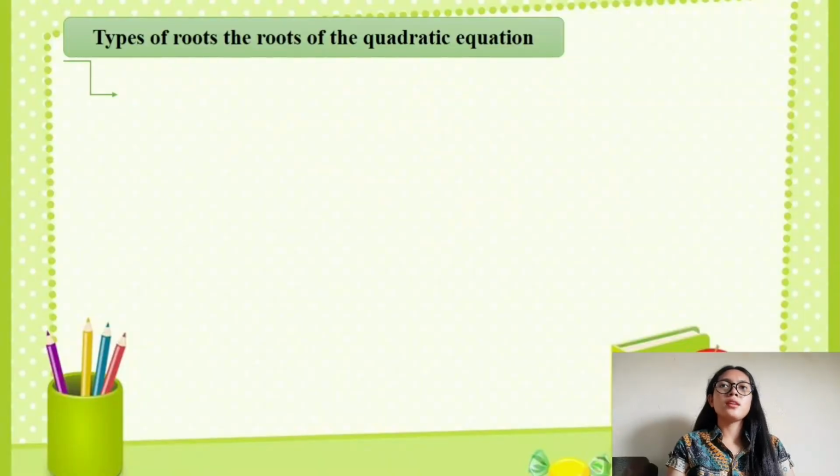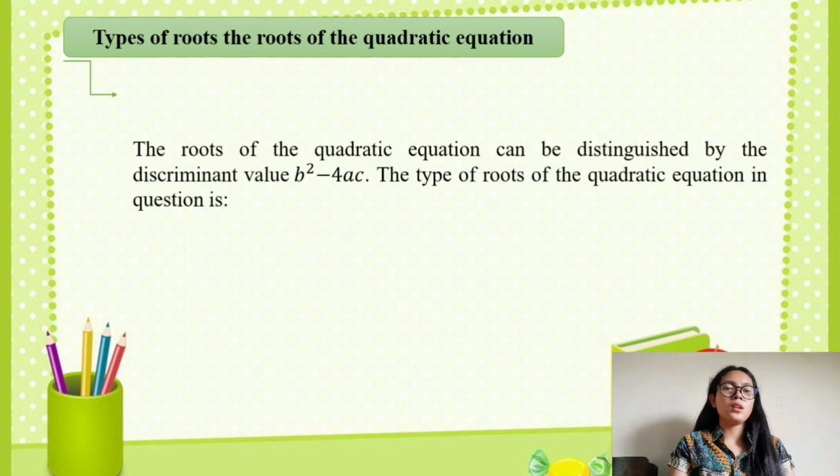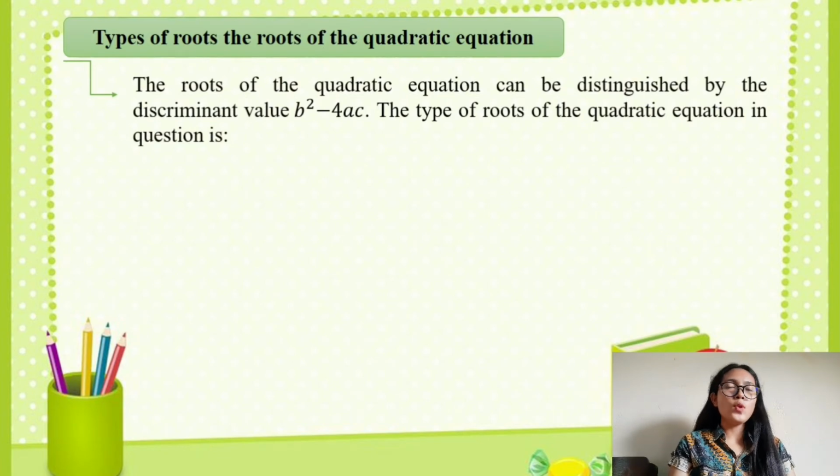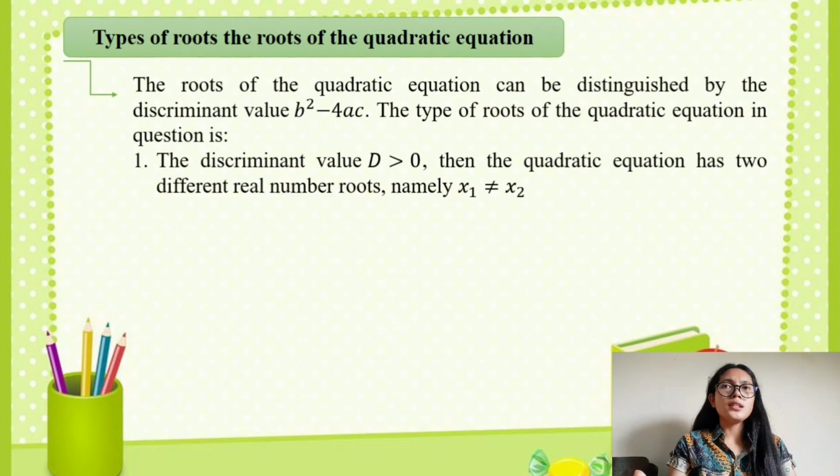Next is types of roots of the quadratic equation. The roots of the quadratic equation can be distinguished by the discriminant value b squared minus 4ac. The types of roots are: 1. If the discriminant value D is greater than 0, then the quadratic equation has two different real number roots, namely x1 not equal to x2.